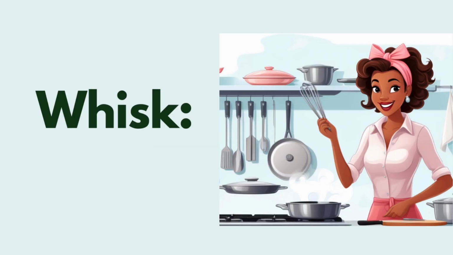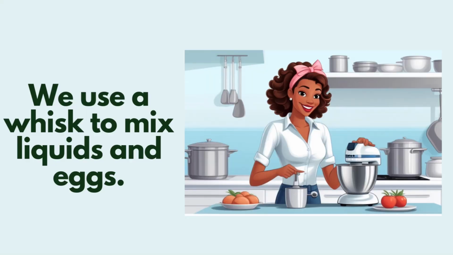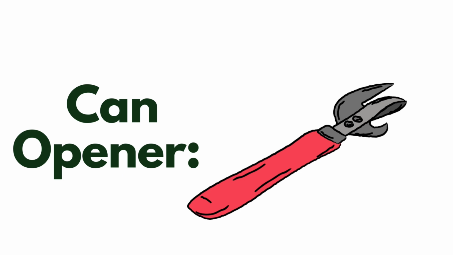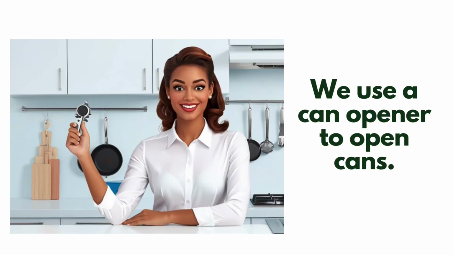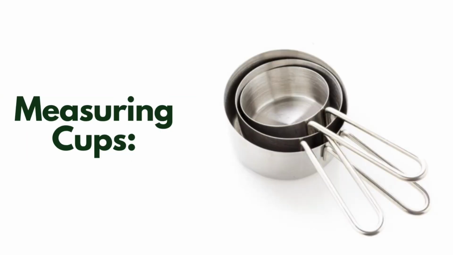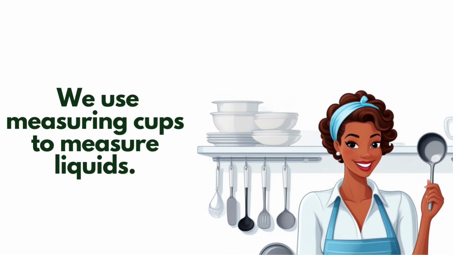Whisk. We use a whisk to mix liquids and eggs. Can opener. We use a can opener to open cans. Measuring cups. We use measuring cups to measure liquids.